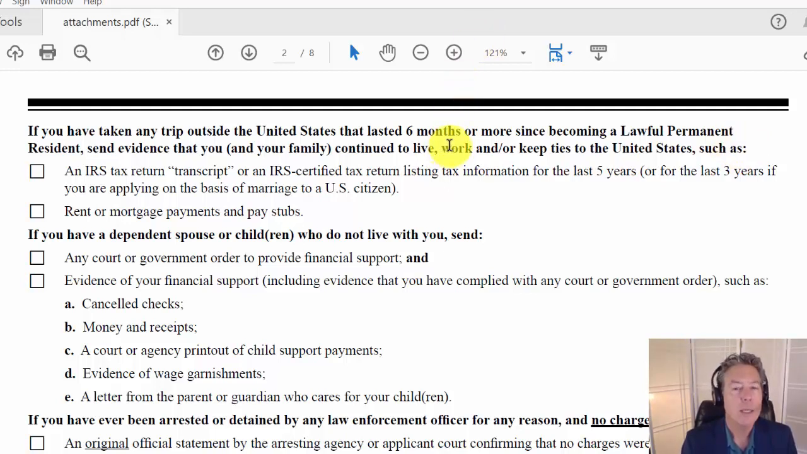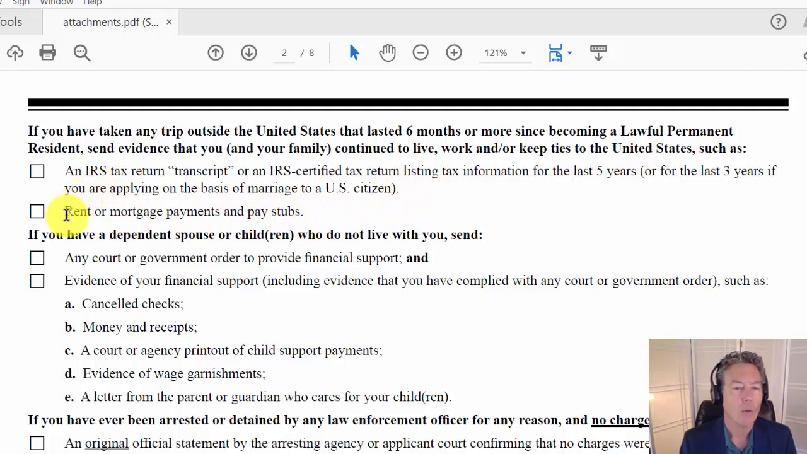So if that's true, you're going to really want to put on some good evidence that you did not mean to break and let go of your permanent residency. So, the continuity of continuing to live, work, or keep ties to the United States. Creating that continuity is a document-intensive thing you need to do. So choices: an IRS tax return transcript or an IRS certified tax return listing tax information for the last 5 years, or the last 3 years if you're applying on the basis of marriage to a U.S. citizen. And then rent or mortgage payments and pay stubs.